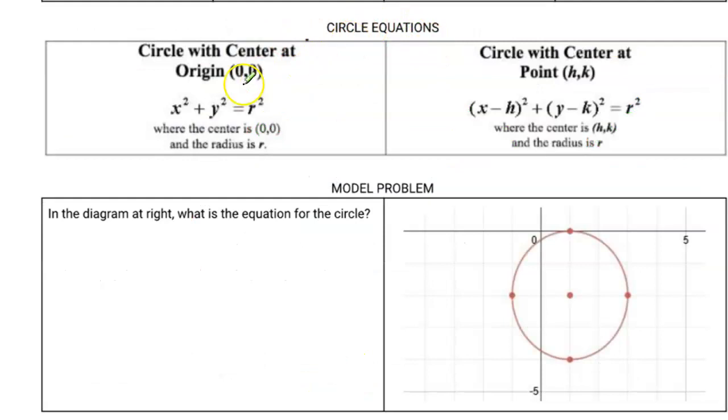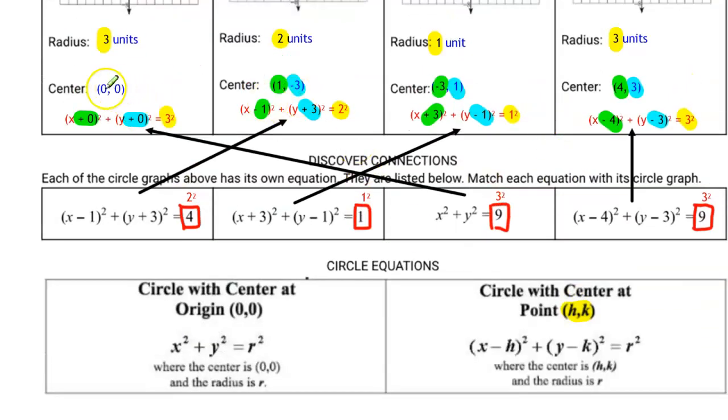And here are some notes on circle equations. A circle with the center at origin, 0, 0: x squared plus y squared equals r squared. The center is whatever, and the radius is r. If the circle has a center at any other point, this point is h comma k, they're just variables, right? H comma k could stand for any numbers, right? In this case, the h and the k were 0 and 0, right?